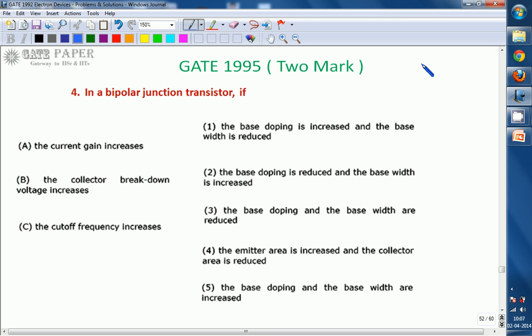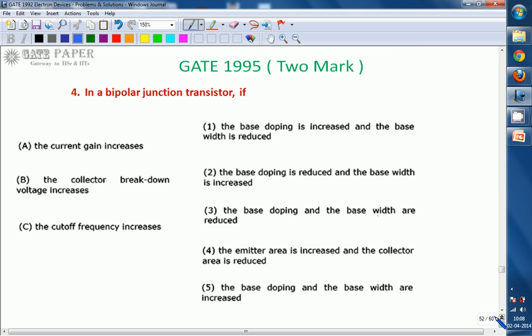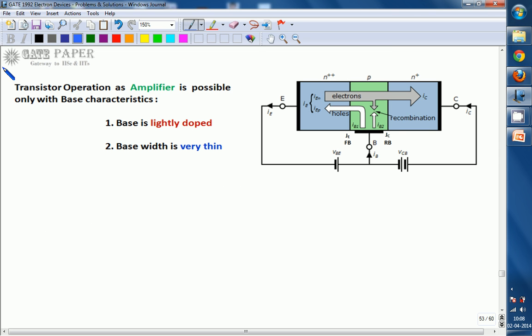All these things, current gain and cutoff frequency, are related to the BJT whenever it is acting as an amplifier, and a transistor acts as an amplifier only in the active region. Active region means emitter base junction is forward biased and collector base junction is reverse biased, then only it acts as an amplifier.